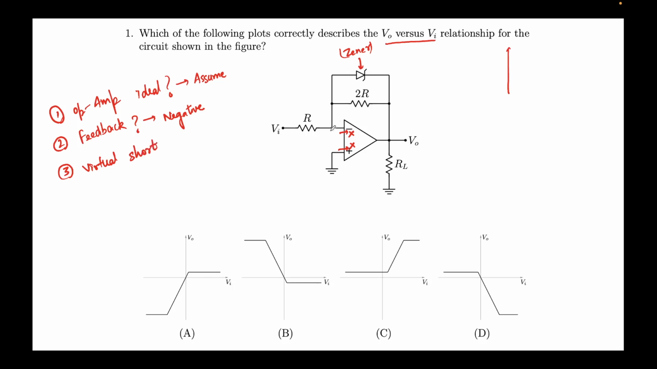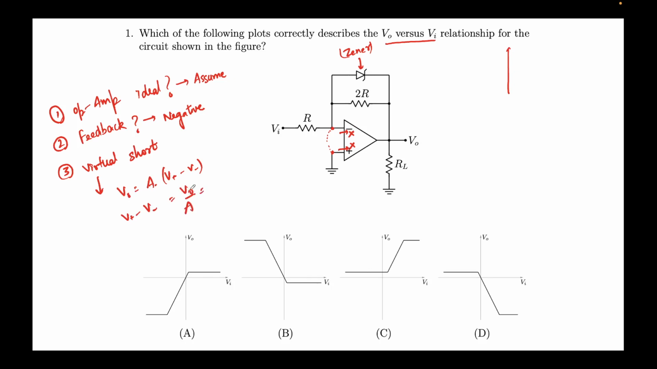What's virtual short? Virtual short effectively means that these two are at the same potential, approximately at the same potential. This arises due to the fact that we can write, I'll solve this here. We know that V_out is given by A, which is the gain, times (V plus minus V minus), right? And since this will be operating in the linear regime, we can write V plus minus V minus equal to V_0 over A.